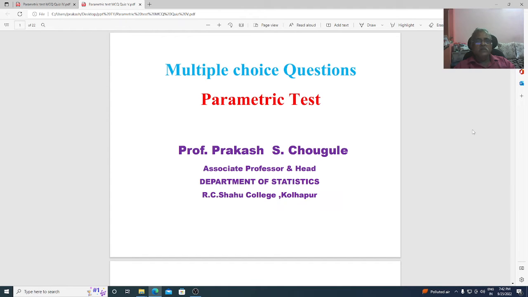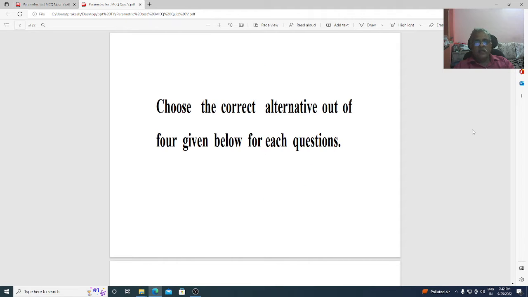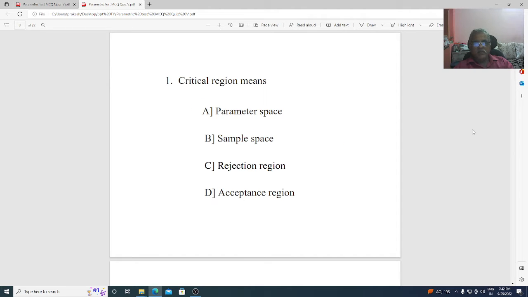Dear students, in this lecture we see the multiple choice questions on parametric test. Choose the correct alternative out of 4 given below for each question. Question 1, critical region means option A parameter space, option B sample space, option C rejection region, option D accept region. The correct option is C rejection region.